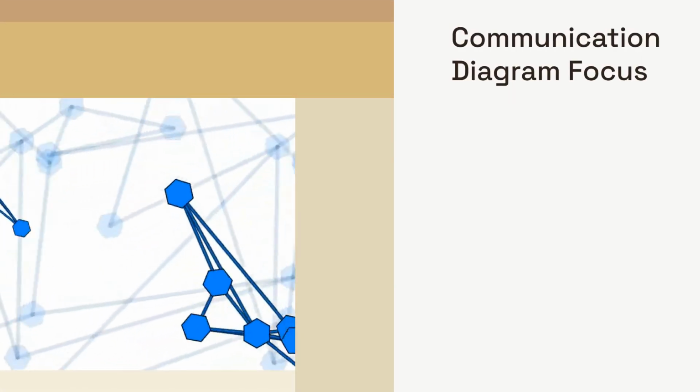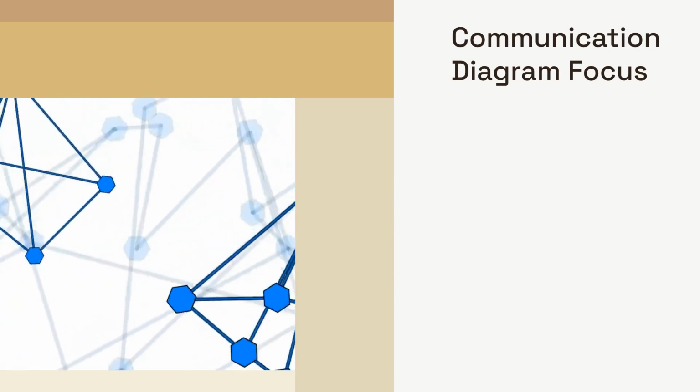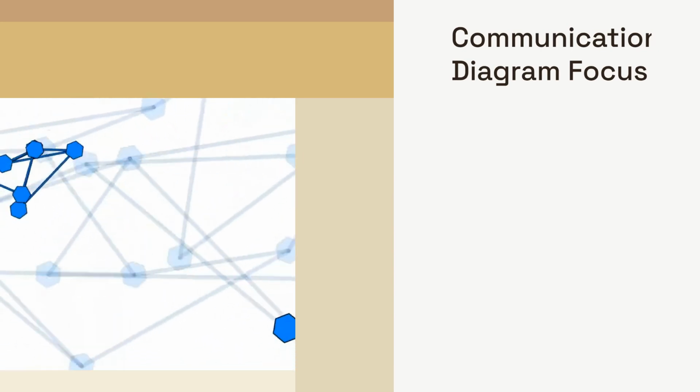Let's compare them. The communication diagram's primary focus is on object relationships and message exchange, highlighting static connections and system context. Conversely, a sequence diagram's primary focus is on the temporal order of messages and object interactions, excelling at detailing chronological flow and complex interactions.